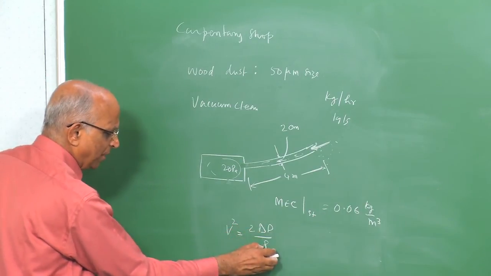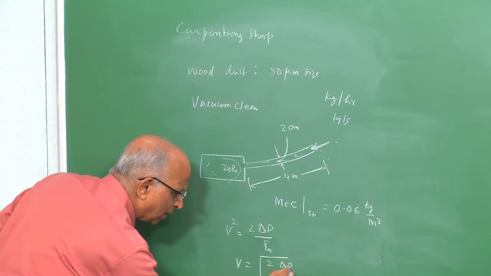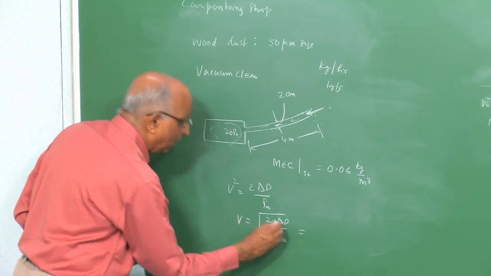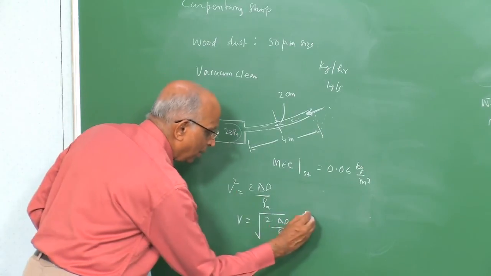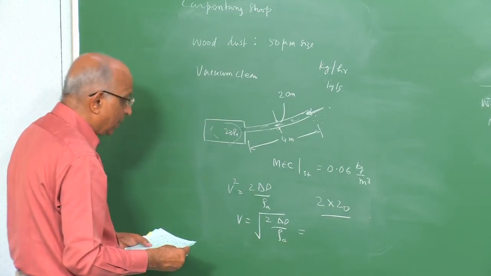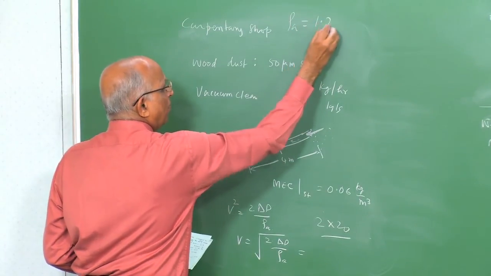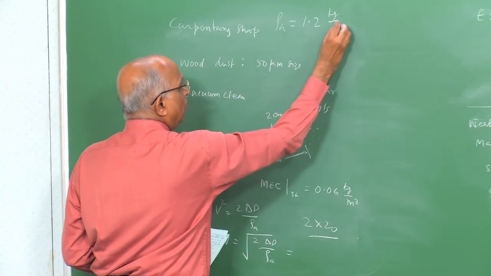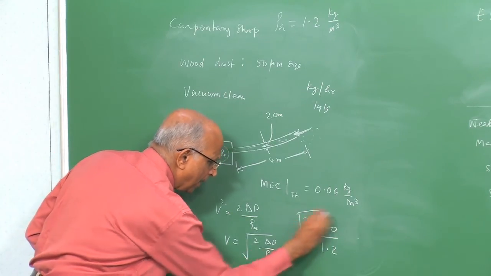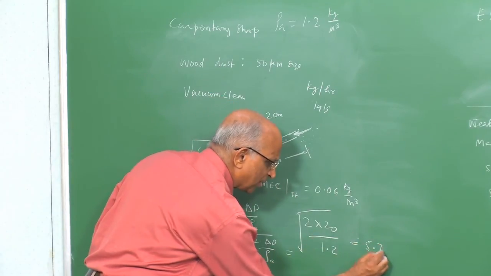V squared by 2 is equal to delta p by rho, and therefore v is equal to the square root of 2 into delta p by the ambient density of air. The value of delta p is given as 20 Pascal, that is 20 newtons per meter square, so 2 into 20. The density of air at atmospheric pressure and temperature is around 1.2 kilogram per meter cube, so divided by 1.2, and the velocity with which the air is flowing in this duct is 5.77 meters per second.